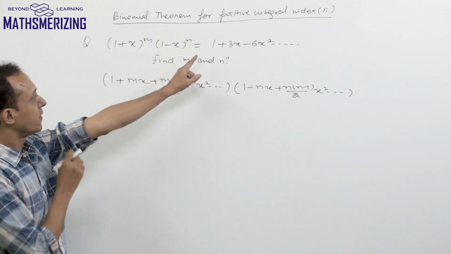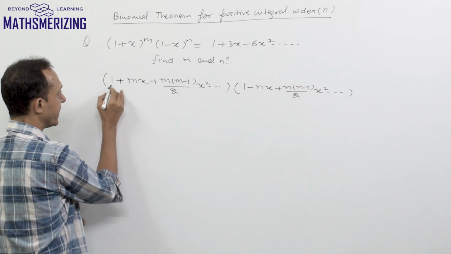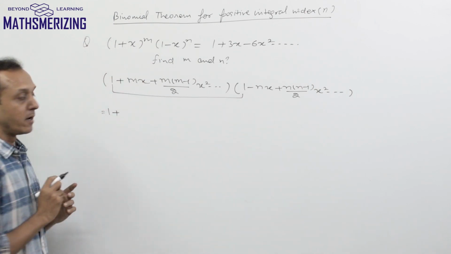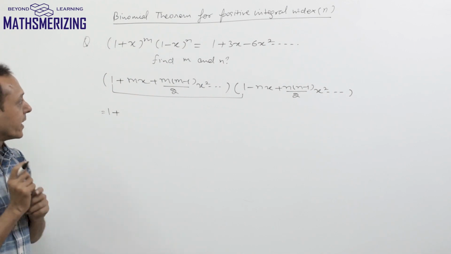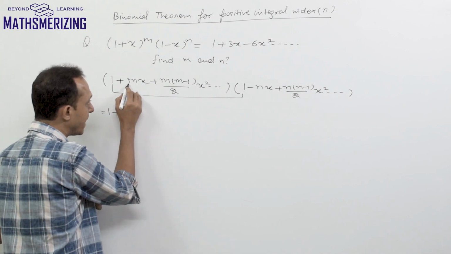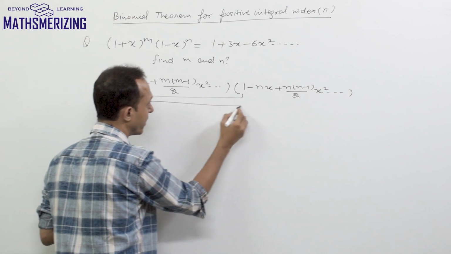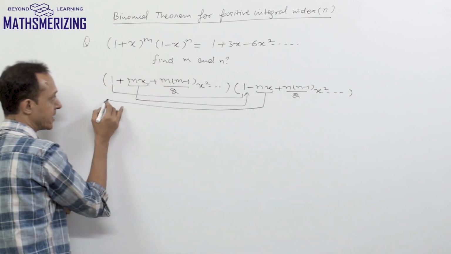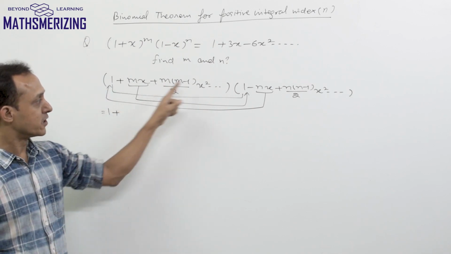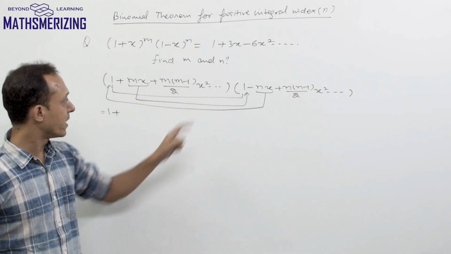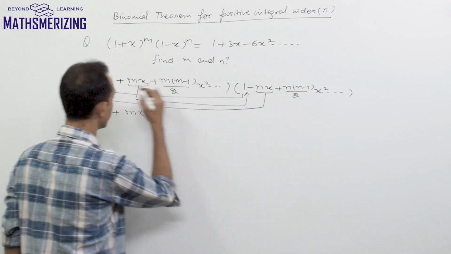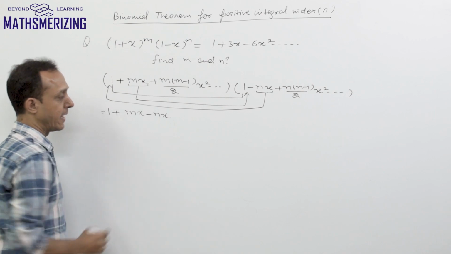Now if I look at the coefficient of x to the power 0, when this 1 gets multiplied by 1, I'll get this result as 1. Now I need to find the coefficient of x. When do I get this x? When this mx gets multiplied with 1, and when this nx gets multiplied with 1, I'll get the coefficient of x. So if I multiply it with 1, I'll get mx. And if I multiply minus nx with 1, I'll get minus nx.